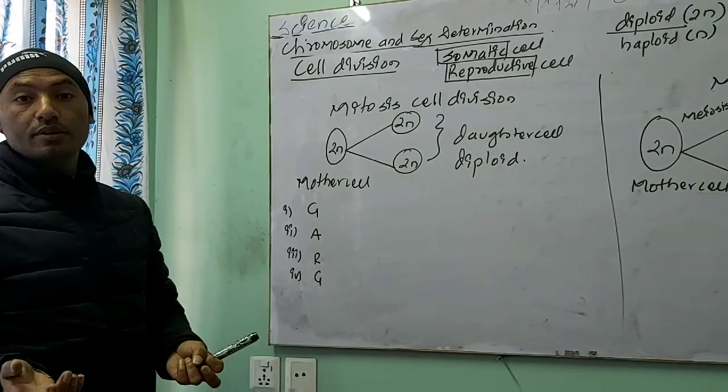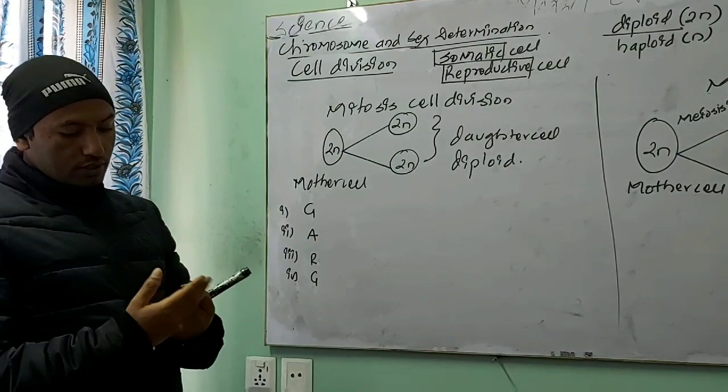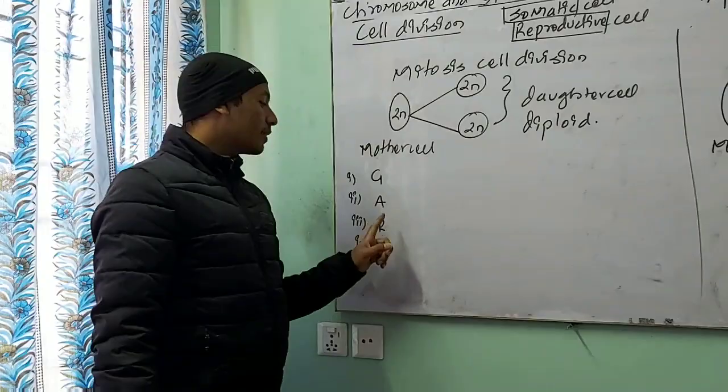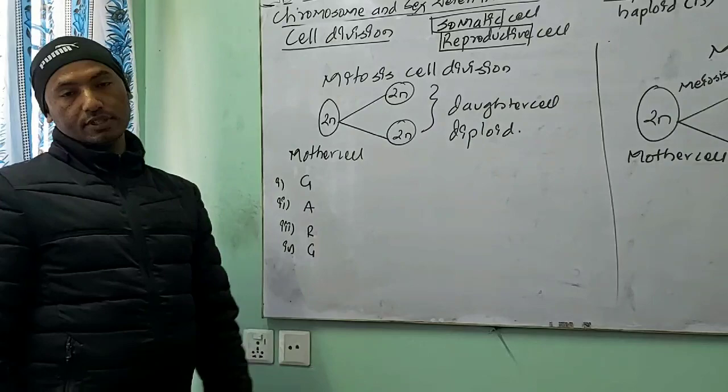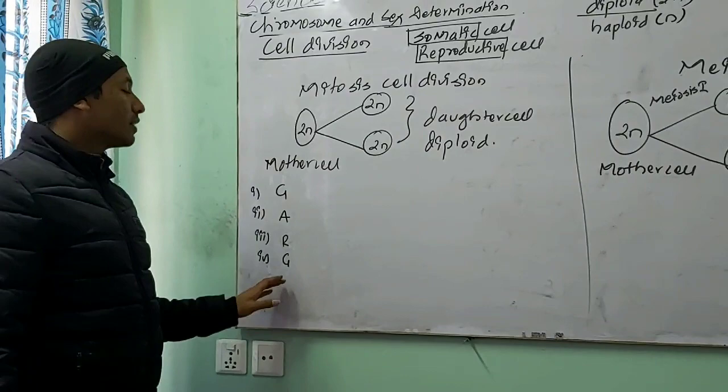Sometimes you might get a cut in your hand, and after some days you will get a scar there, just the marking, and you will get the cell back. Not the organ, you will get the cell back. That is regeneration and replacement of cells. And this is genetic stability: the animal or plant having the same number of chromosomes in the cells. These are the significances of mitosis cell division.